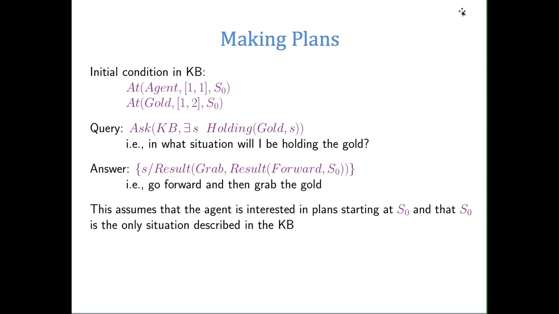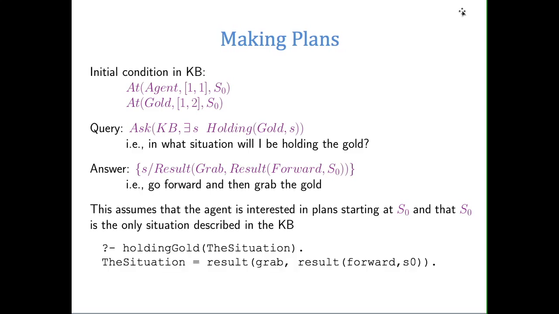Ideally, we'll come up with a set of situations that are the results of applying actions to predecessor situations. And here the answer would be, in this circumstance, because it's easy, that the binding of S would be the following set of situations. That is, where we grab in the situation that's the result of moving forward from the initial state. So in other words, go forward and grab the gold. And of course, this assumes the agent is interested in plans that start at S0, and that S0 is the only situation described in the knowledge base. Otherwise, we might have multiple results.